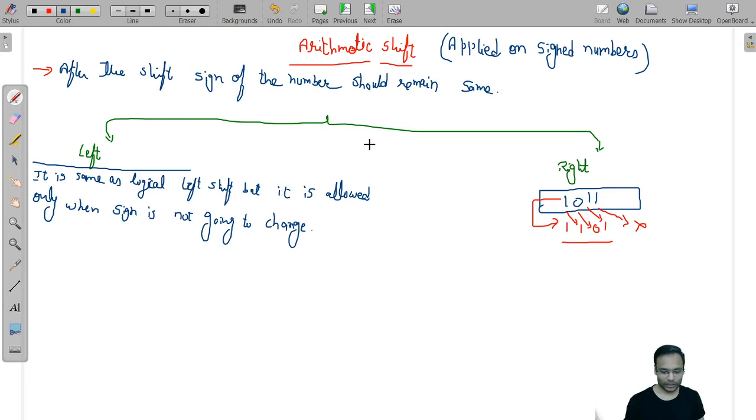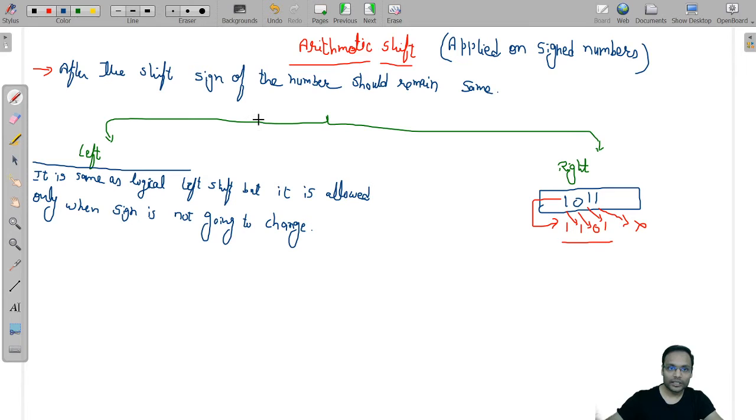How is the number negative? See this one, this bit is 1, which means it's a negative number. If this bit is 0 it means a positive number, it's the basic number system. Arithmetic left shift and logical left shift are both the same thing. In the arithmetic left shift, one extra constraint is added by your CPU, and that extra constraint is what? The constraint is the CPU will check if I apply the left shift, whether it is going to change the sign of the number. If so, then I will not allow it. If the sign will not change, then only I will allow it.